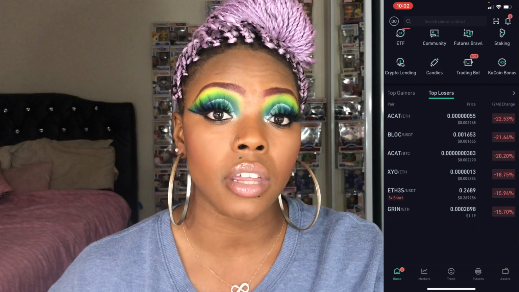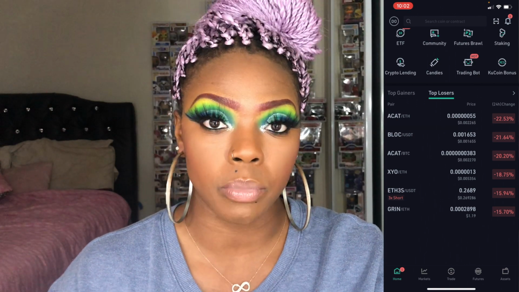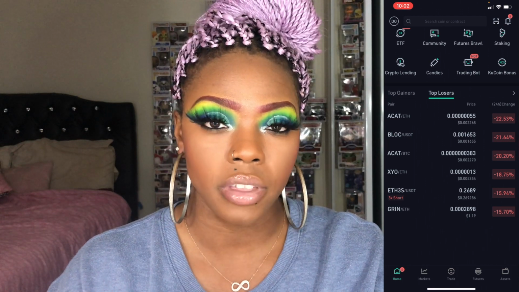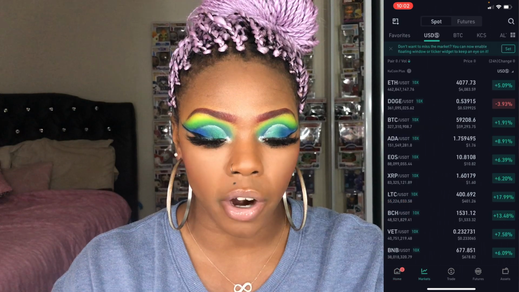Something that you see on the bottom, they have top gainers and top losers. Top gainers would be the coins that have done the most successful for that day, and then top losers would be the ones that have done poorly for the day. And I'm just gonna go over the navigation bar on the bottom. We have home here, we have markets.